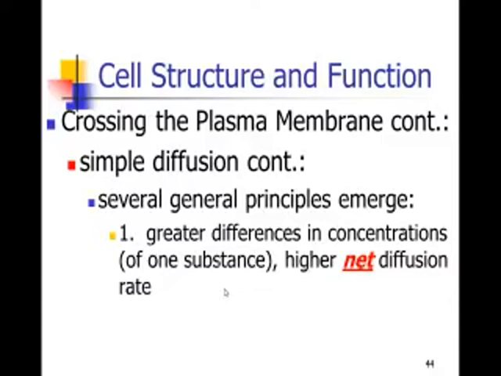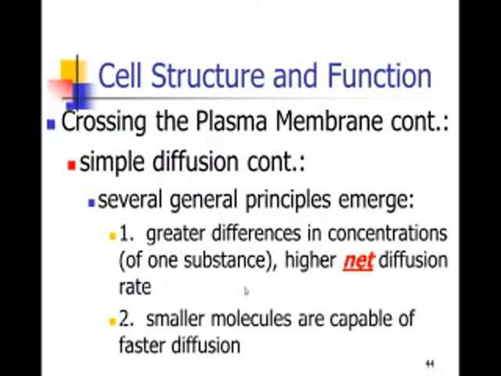The greater the differences in concentration of a substance, the higher the net rate of diffusion. Net rate just means that they're moving in one direction overall more quickly. If they're moving in two directions and the amount of movement in both directions is equal, there is no net diffusion. But if you have a concentration gradient, like a hill, it goes from high to low, and the greater the difference between the concentrations, the faster the diffusion rate.